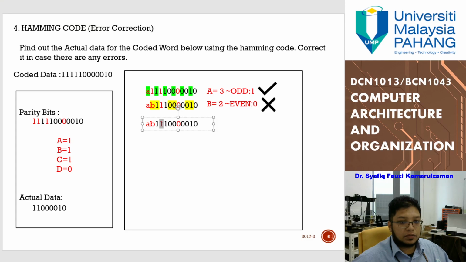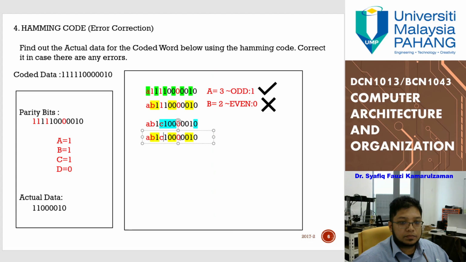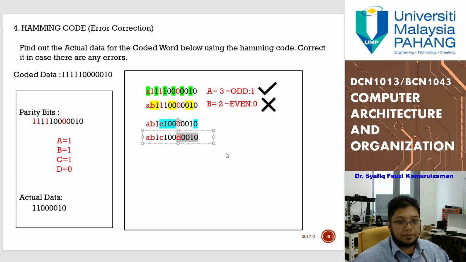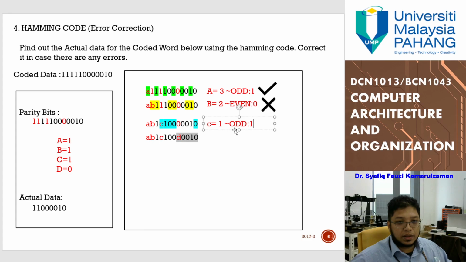So this one is C. So it's take four, skip four. Now just in case I do D as well. So this one is 8. So what is the best color here? Gray. So here is C. When C, the answer is 1, even, odd, 1. And D is 1, odd.